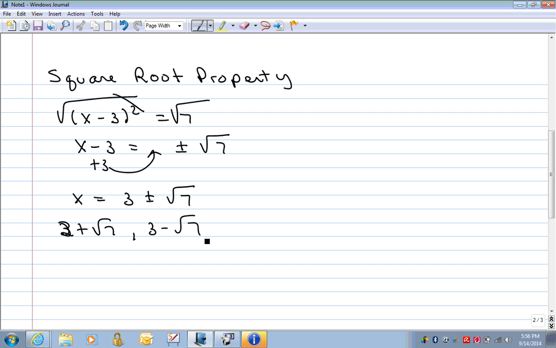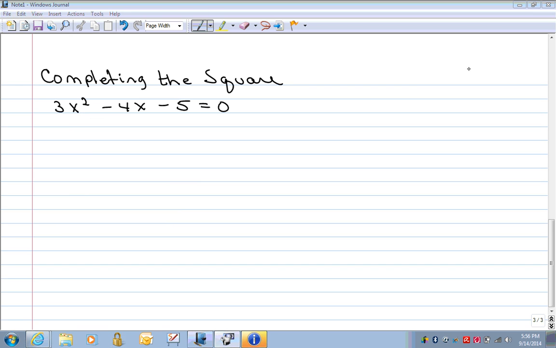All right, let's move on to completing the square. Here we have an equation where we're going to complete the square. Of course, it's a little more complicated when there's a coefficient in front. We're going to simplify that right off the bat. We're going to go ahead and first, though, move our constant to the right. That's our first step in completing the square. That leaves us with 3x squared minus 4x equals 5.